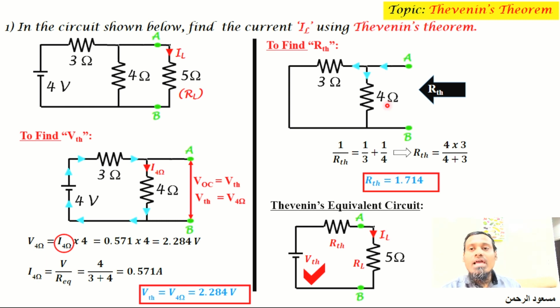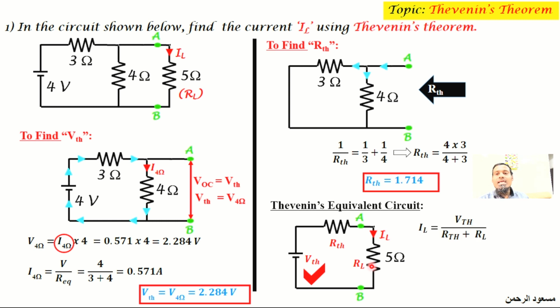So now we have calculated both the values VTH and RTH, and you can apply these two values into the Thevenin equivalent circuit. By doing so, the current IL, you can write it to be I is equal to V by R. Here the voltage is VTH and the resistances are of two values. One is RTH and another is RL. Both are connected in series. So you can have an equation like this. IL is equal to VTH divided by RTH plus RL.